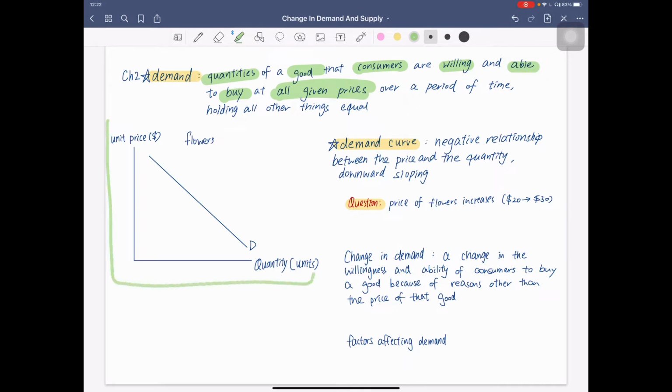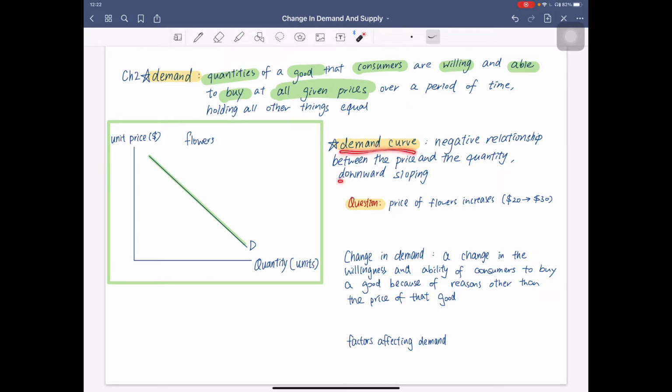Here we have a diagram showing the demand for flowers. We have a demand curve here, D for demand, to represent the demand for flowers. We still remember the demand curve is downward sloping. It represents the negative relationship between the price and the quantity. When the price is high, the consumers are going to buy less. When the price is low, the consumers are going to buy more.